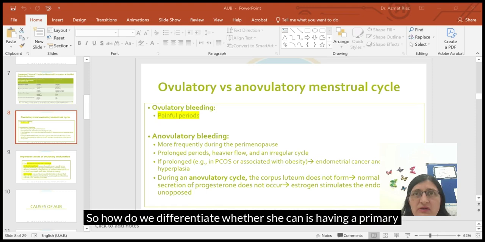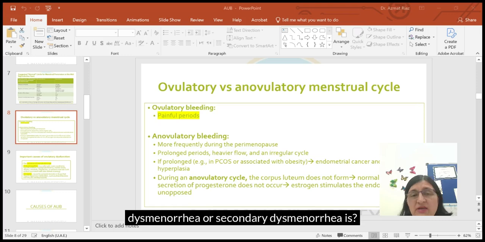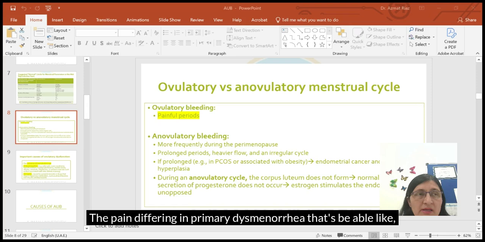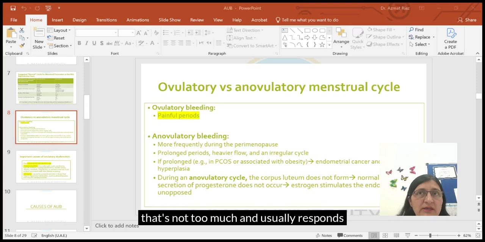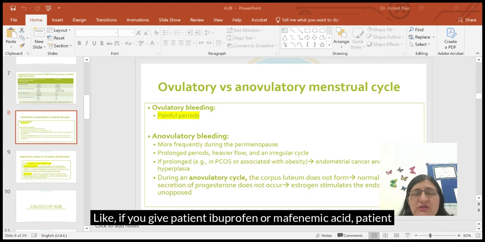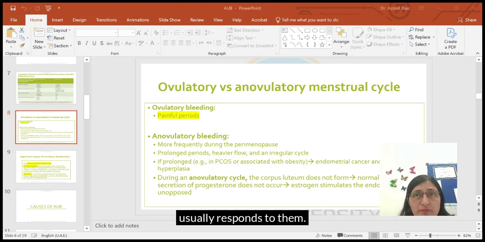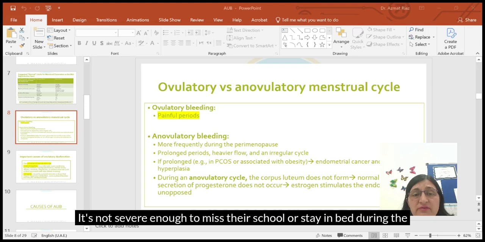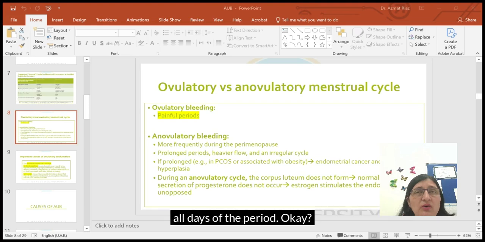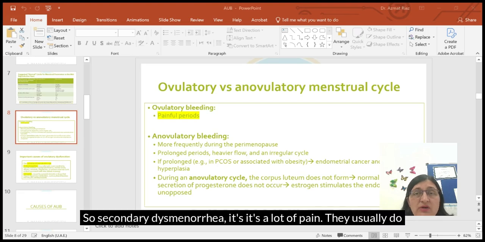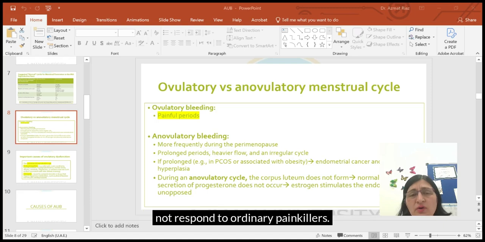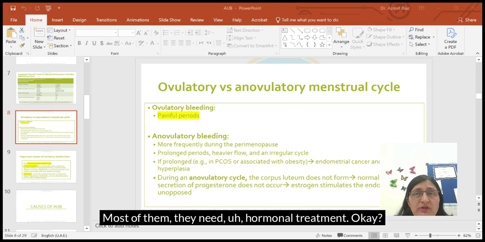So how do we differentiate whether she is having primary or secondary dysmenorrhea? In primary dysmenorrhea, the pain is bearable, not too much, and usually it responds to over-the-counter NSAIDs. If you give the patient ibuprofen or mefenamic acid, the patient usually responds. It's not severe enough to make them miss school or stay in bed during all the days of the period. In secondary dysmenorrhea, there is a lot of pain. They usually do not respond to ordinary painkillers. Most of them need hormonal treatment.